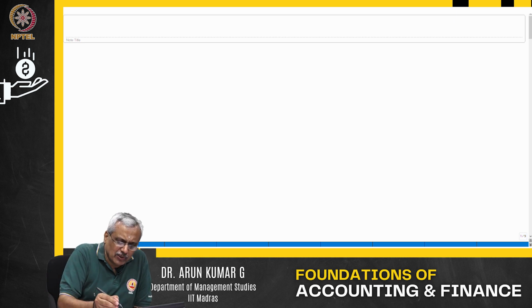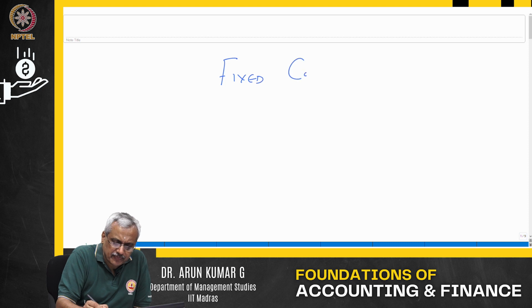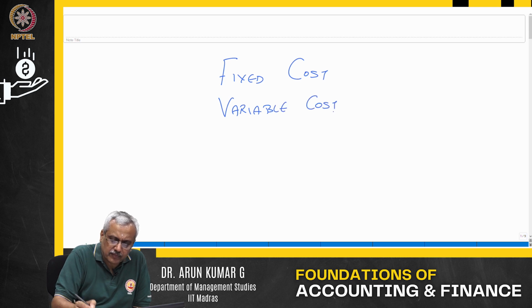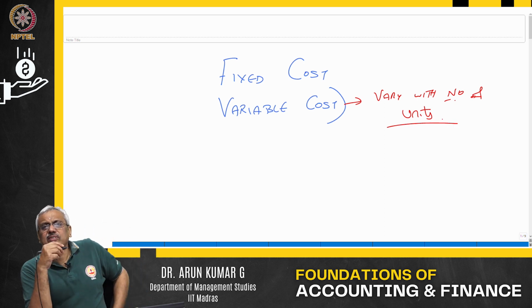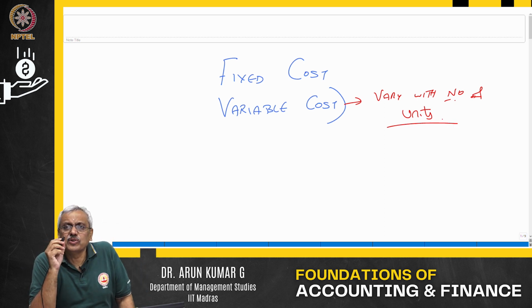We all know that there is going to be a fixed cost. There is going to be a variable cost. Variable cost is the cost which is going to vary with the number of units you manufacture.